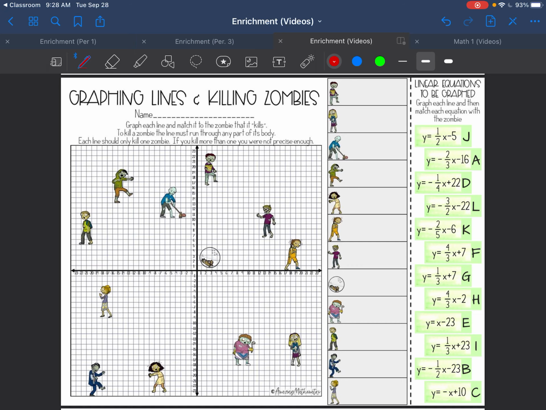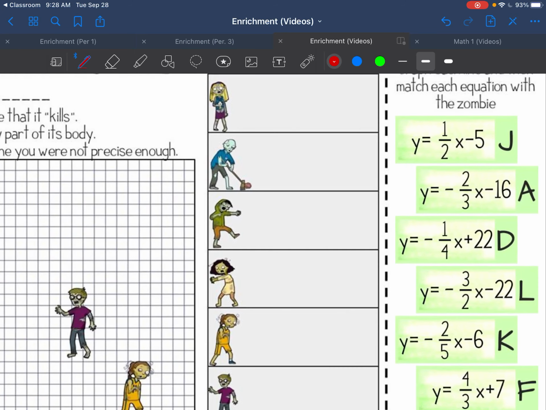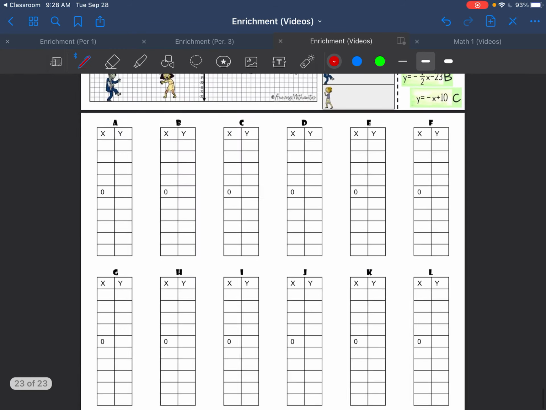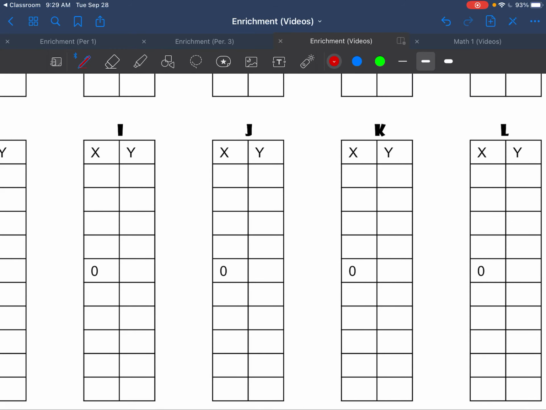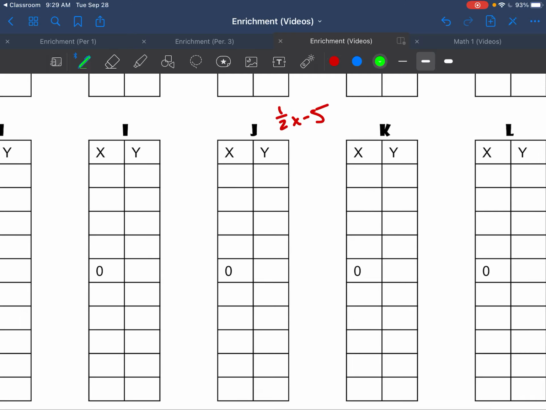Okay, so I'm going to do two examples with you. For our first equation, 1/2 x minus 5 is letter J. So I'm going to rewrite it, 1/2 x minus 5 is J. This is the number I start with at time 0. This 2 on the bottom from yesterday is what we add by in our x's. So let's do that. 0 plus 2 is 2, 2 plus 2 is 4, 4 plus 2 is 6, 6 plus 2 is 8, 8 plus 2 is 10.